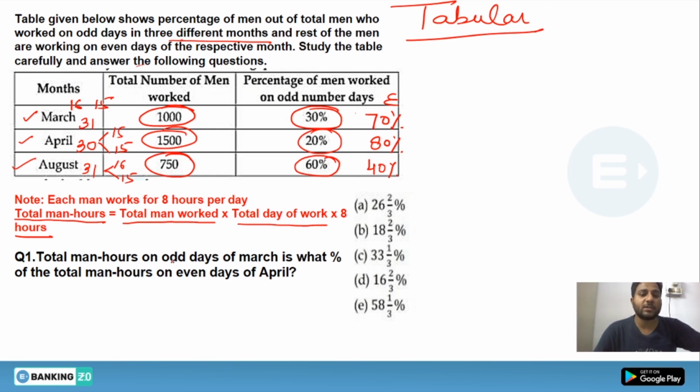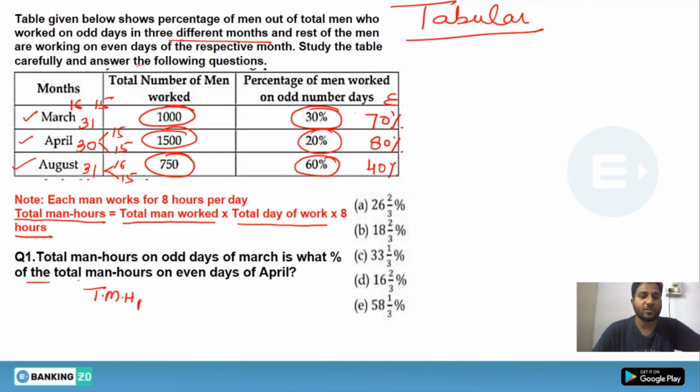Total man hours on odd days of March is what percent of the total? So basically this belongs to the total man hours. So we don't have to solve or simplify. Look, we don't have to multiply each and every number. What we can do is simplify it by eliminating the common terms.